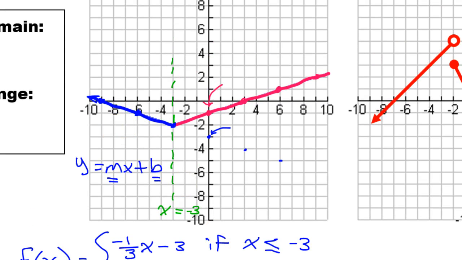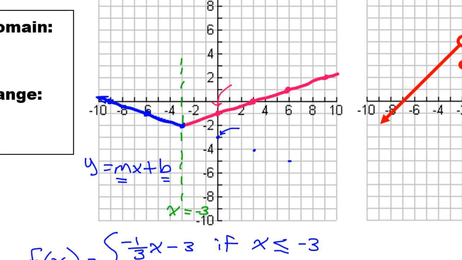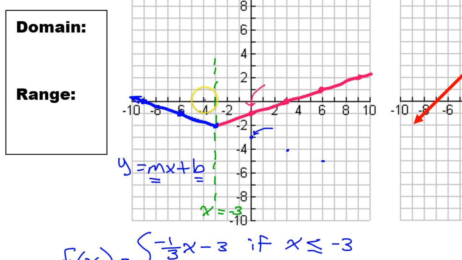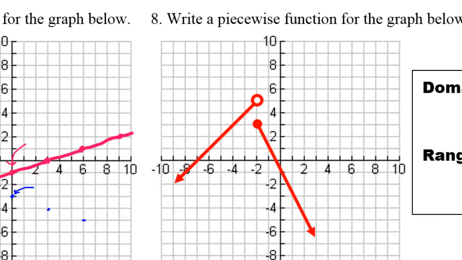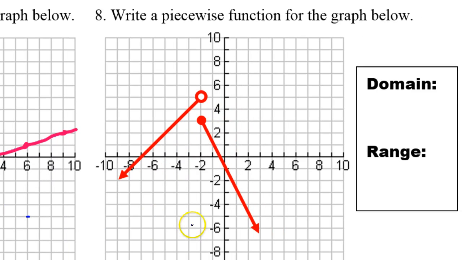Now let's do domain and range. It goes left and right forever, so that's negative infinity to positive infinity. The range is y values from bottom to top. The lowest value is at negative 2, and then it goes up forever. So negative 2 to infinity is the range. So that's it for problem number 7. Let's slide over and talk about problem number 8.